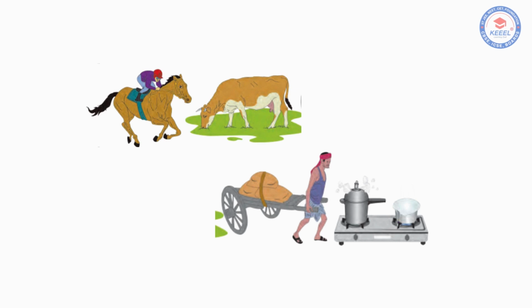Rotational motion. When an object spins around a fixed axis. For example, a fan rotating or a spinning wheel. Oscillatory motion. When an object moves to and fro around a fixed point. Example, a pendulum or a swing. Mixed motion. When an object shows more than one type of motion at the same time. Example, the earth moves around the sun, translational, and also spins on its axis, rotational.